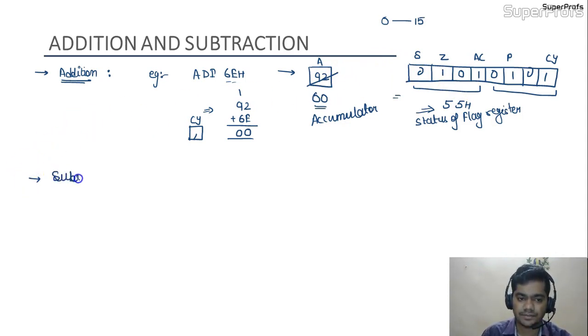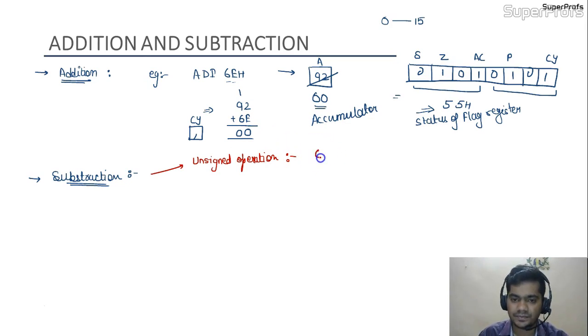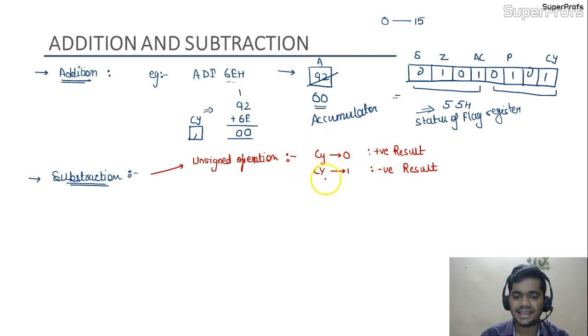Now for subtraction. Okay, so in the subtraction we see that auxiliary carry is given importance. So first you can write 2 points. For unsigned operations, that is, there is no sign bit present, carry flag would be 0 for positive result and carry flag would be 1 for negative result. Why are we saying carry flag would be 1 for negative result? Here you can consider carry as a borrow.